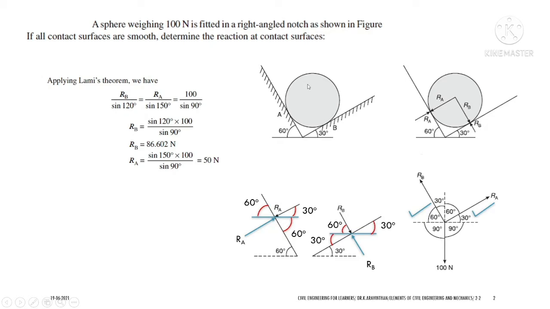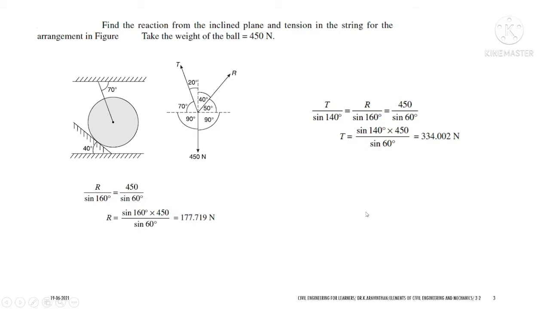So due to the 100 Newton weight, you can see that even though it is touching a surface, this surface does not take the same amount of force. We may think that generally, if a 100 kilonewton load is acting, each will be taking 50 kilonewton. But with the mathematics and the alignment of this load, the reaction changes. Yes, let us go to the next problem.